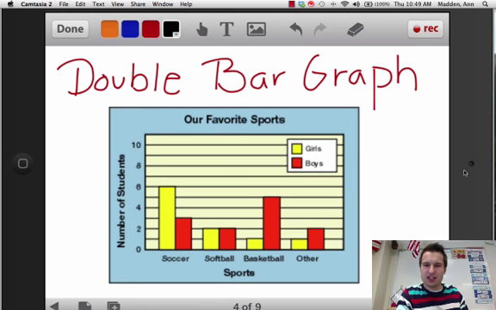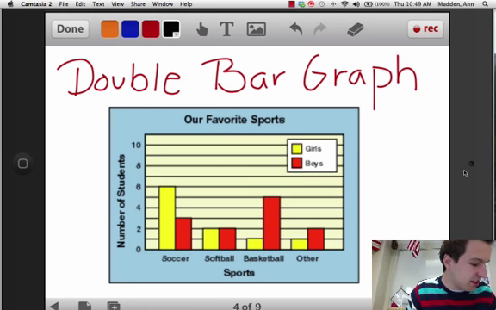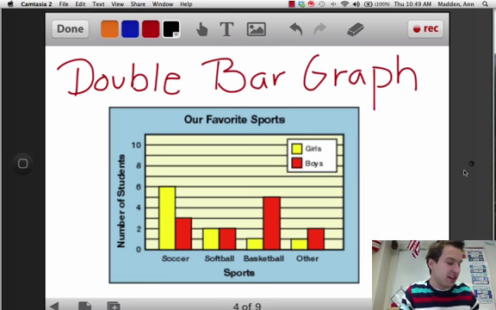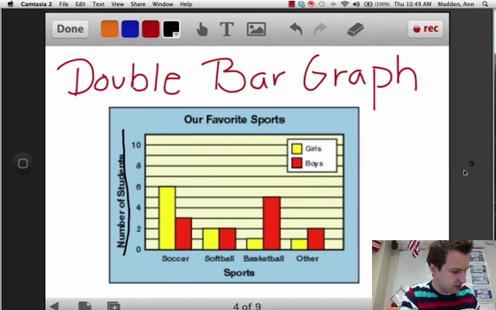Please take a look at the double bar graph. The double bar graph is a way of comparing specific groups. In this case, the yellow is the girls, and the red is the boys. When we look at the number of students whose favorite sport is soccer, I see over here my scale. My scale goes all the way up to, I'm going to count 0, 2, 4, 6, 8, 10. So I'm counting by 2s, and I see that it might even go a little higher. I'm going to say my scale goes from 0 to 12.